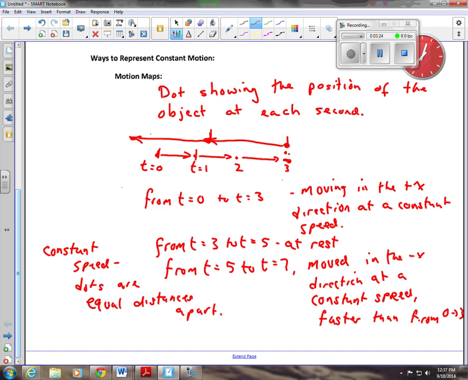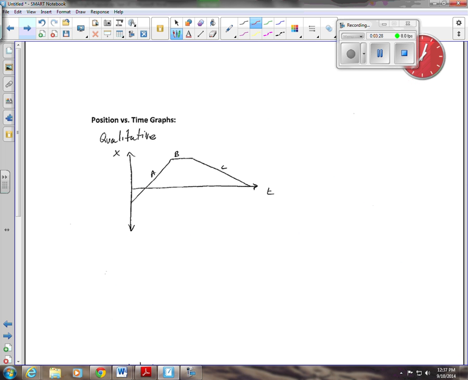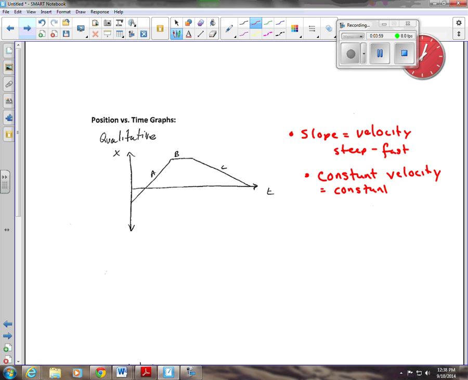Now, there's other ways we can represent it. We can represent them in a position versus time graph that can be qualitative without numbers, or it can be quantitative with numbers. So if we don't have numbers, we learn some things from our lab. We learned that the slope equals the velocity. If it's steep, it's going fast. Now, if it's constant velocity, it's going to have a constant slope. So it's going to give you a straight line. So section A is a straight line, section B is a straight line, section C is a straight line. So for each of those intervals, the velocity was constant. Later, when we start doing changing velocities, the lines can be curved.